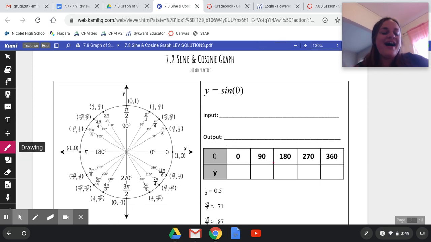So, let's dive right in. Today, we are going to talk about the graph of the sine curve, and we are going to use what we know about the unit circle to help us graph it.